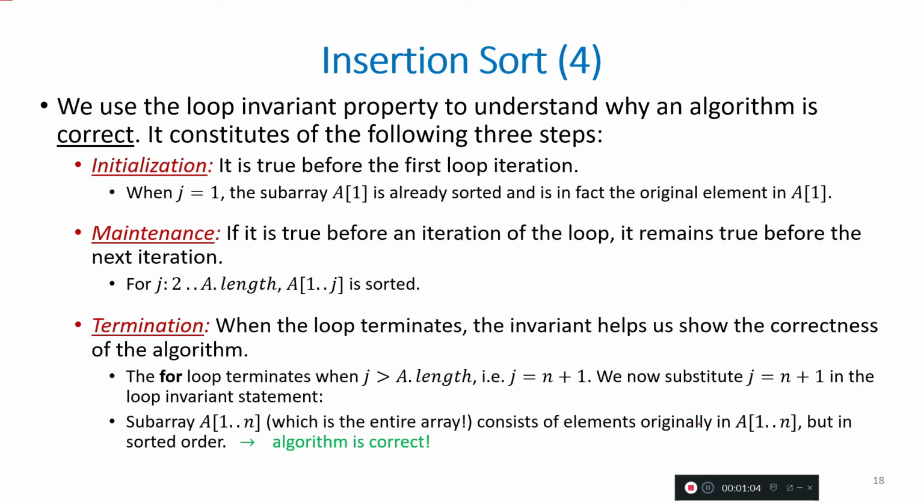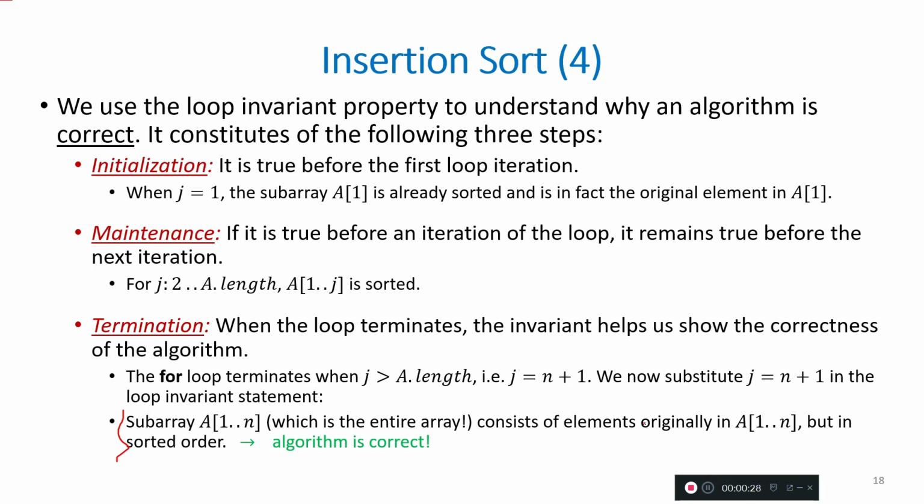That means when j becomes n plus 1, which is 1 more than the actual length of the input size, we can substitute j is equal to n plus 1 in the loop invariant statement and get what we see over here. With this substitution, the statement reads subarray A[1..n], which is actually the entire array, consists of all the elements originally in 1 to n, but in a sorted order. And this is exactly what the loop invariant is for insertion sort. So since it holds for all three states, it is a loop invariant that proves the correctness of this insertion sort algorithm.